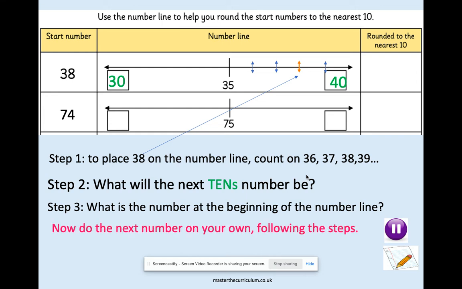Now I want you to pause the video and do the following one for 74. You can do it my method, or if you already know the rules, you can do it your way. Let's see how well you've done. First of all, we've added little lines to our number line. We counted, and we realize that 74 is closer to 70 than it is to 80. So therefore, 38 rounded to the nearest 10 is 40, and 74 rounded to the nearest 10 is 70.